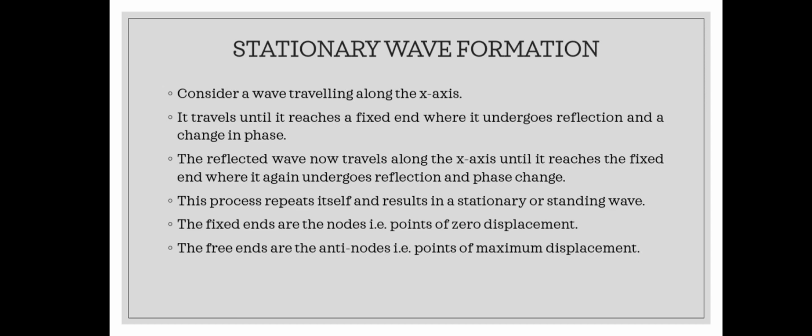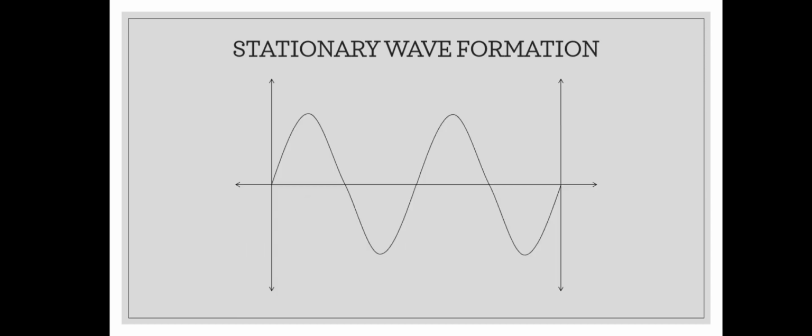We'll be looking at the diagrams soon. So let's consider a wave. It's traveling from left to right. It's in black color, and when the wave undergoes reflection, I'll change the color to red so that you can have a visual representation of what's going on.